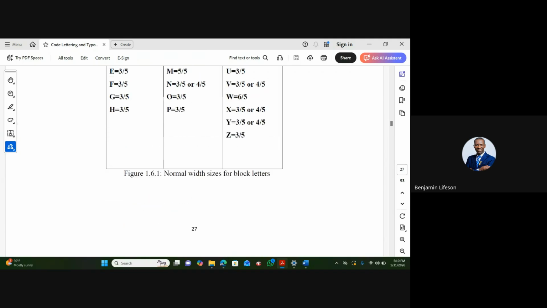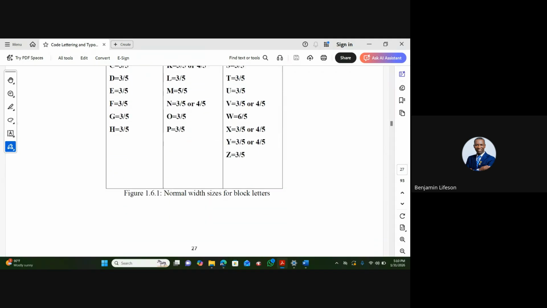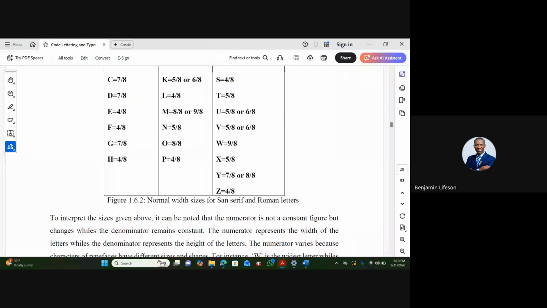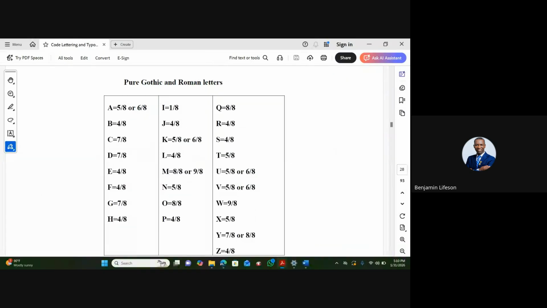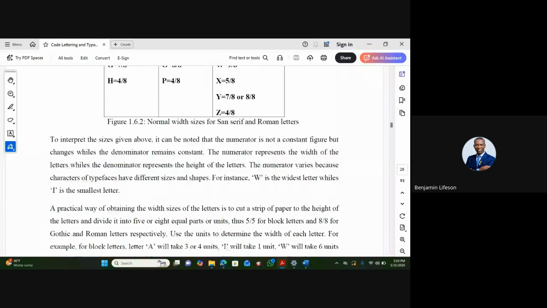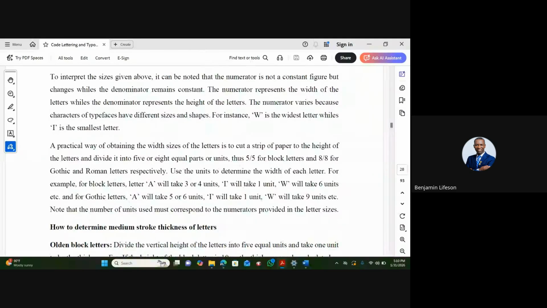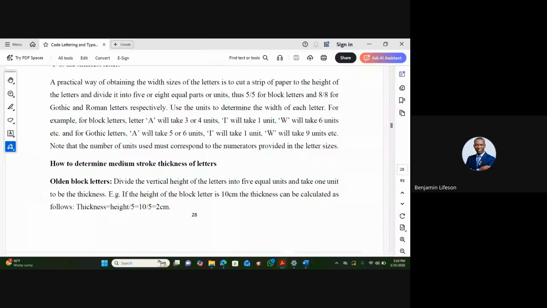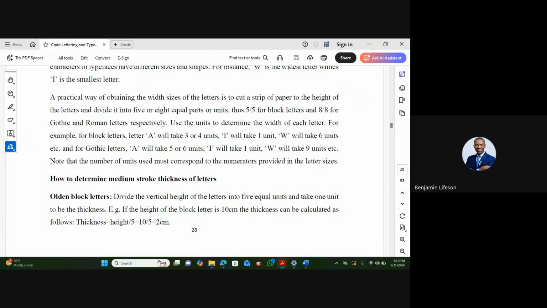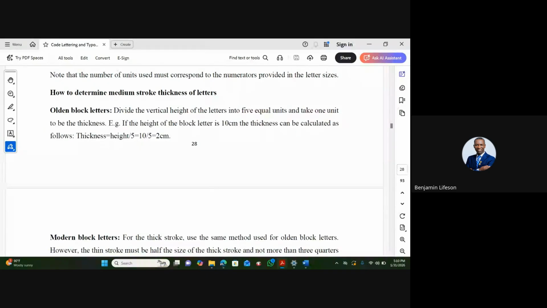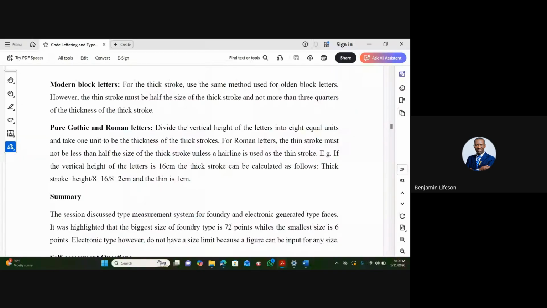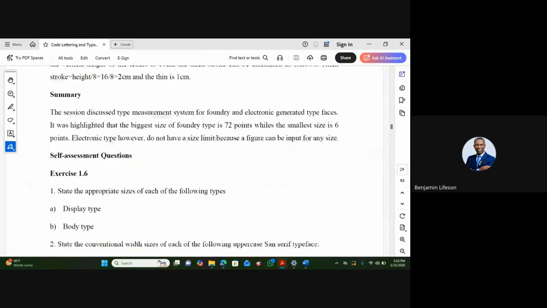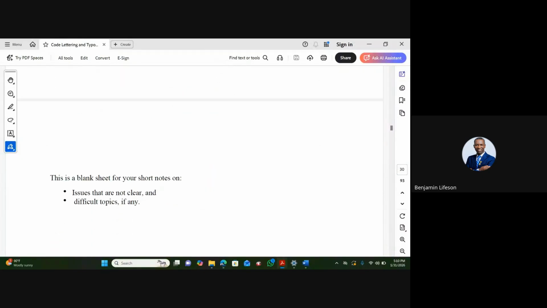So the Gothic one too is different. This is the normal width sizes. Then we have the Gothic one too with sans serif or Roman. This is it. So that is the interpretation of the width or the sizes. Okay. So that is all that I have explained so far as this lesson is concerned.